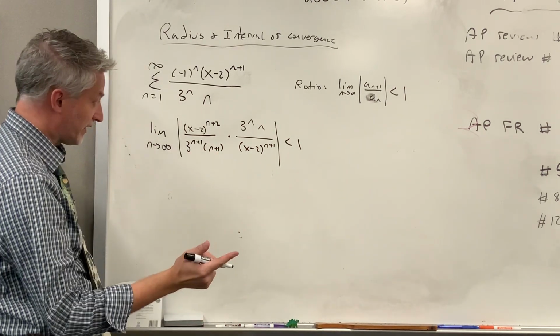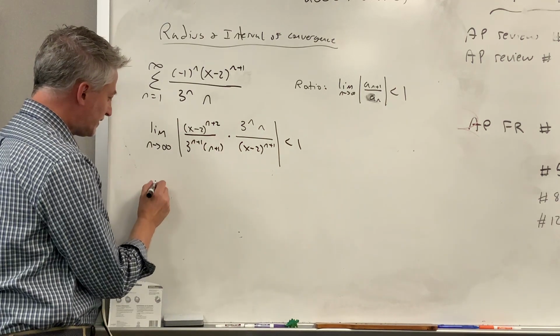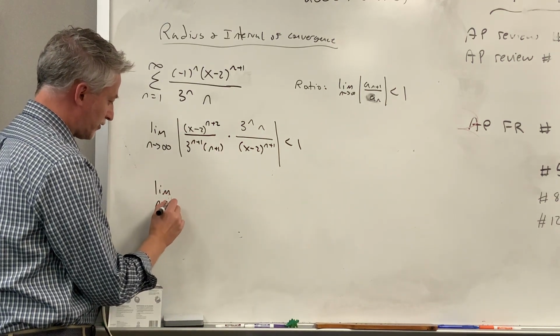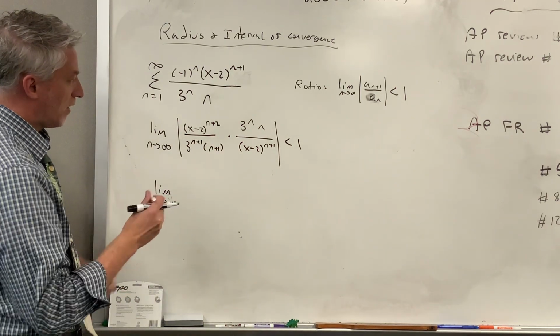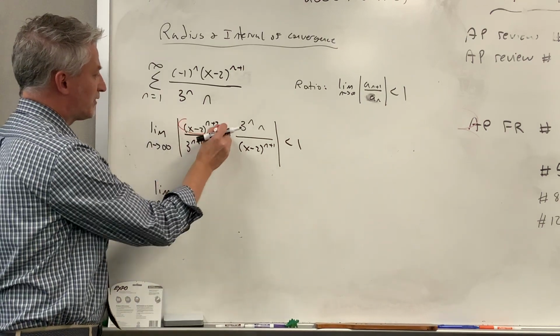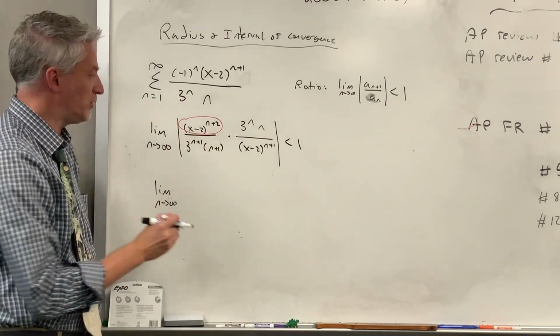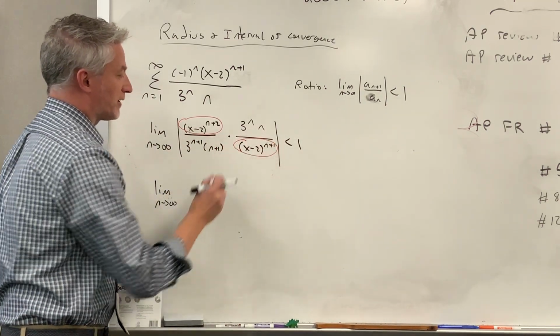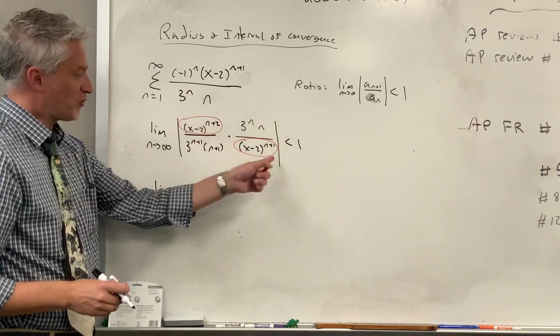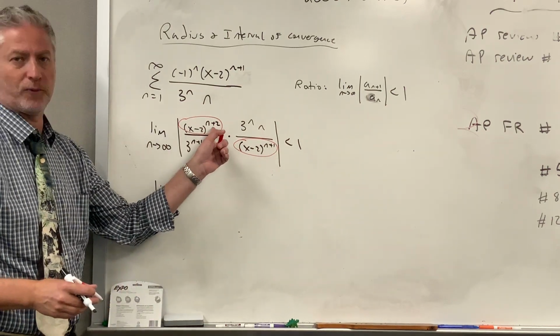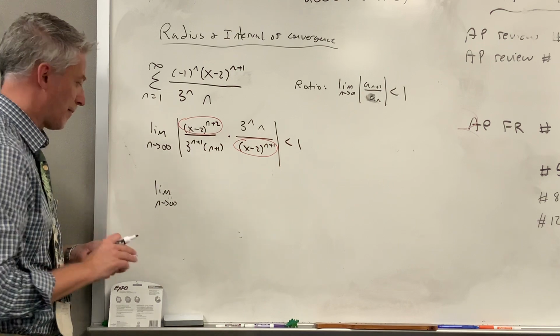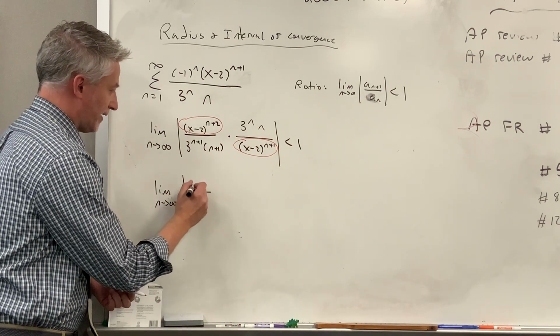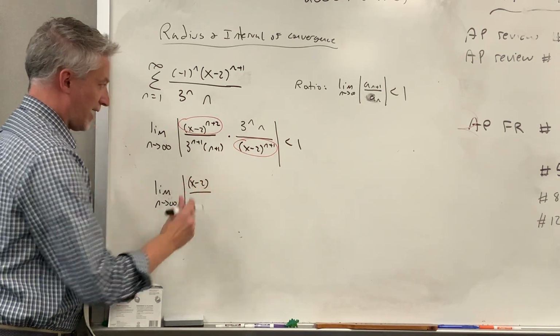So when solving this, we're going to simplify the limit as n goes to infinity. I've got this x minus 2 to the n plus 2, and I've got this x minus 2 to the n plus 1 on bottom. If I subtract the exponents, I'm going to wind up with one x minus 2 on the top. So I'm going to go ahead and write that, x minus 2 on the top.